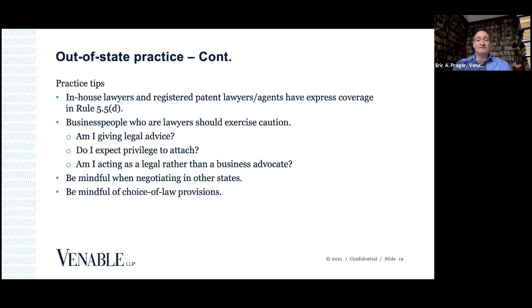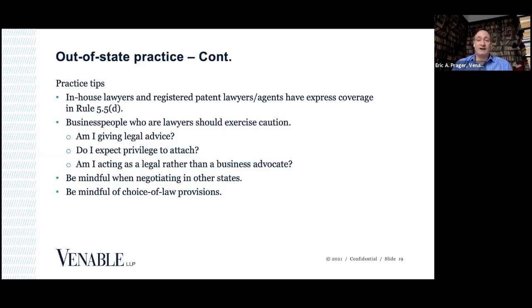It's worth being mindful of these rules when you're negotiating in other states. If you have a significant transaction and you're going to be negotiating in other states on a frequent basis for a little while the deal is going on, you might want to think about these rules and make sure that you're dotting I's and crossing T's on them, that you have a theory of why you're allowed to practice outside of your state. And be mindful as well of choice of law provisions.